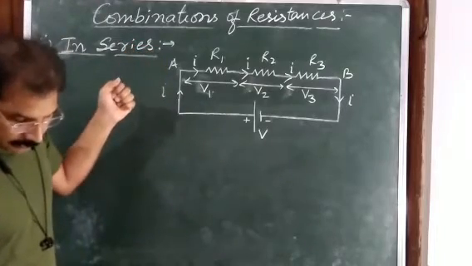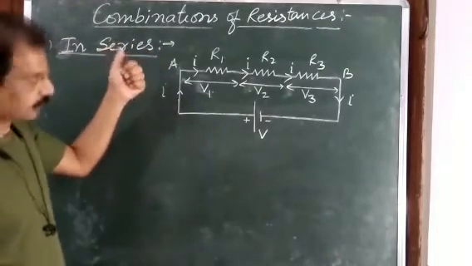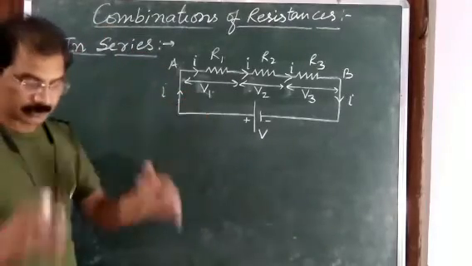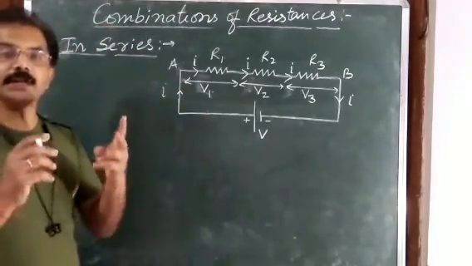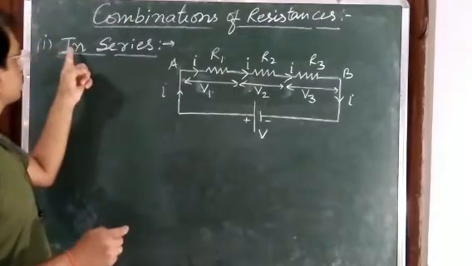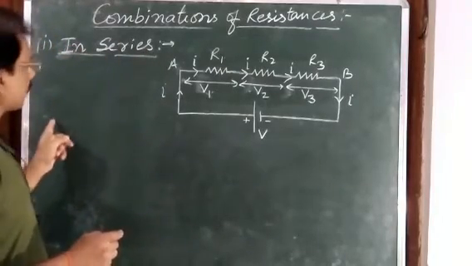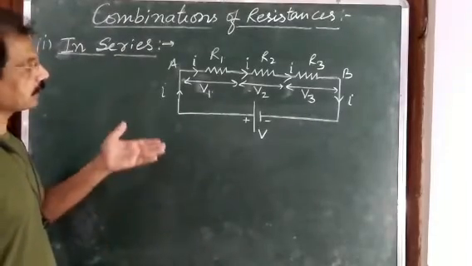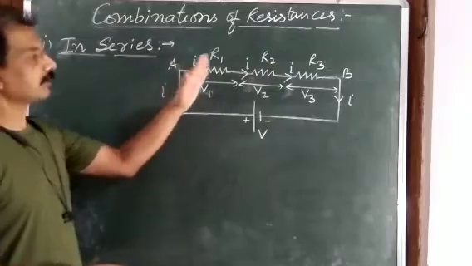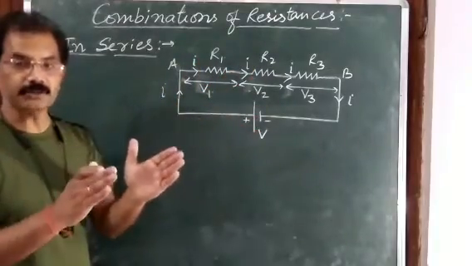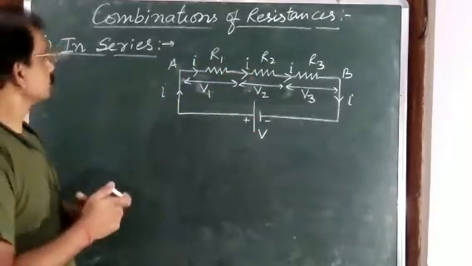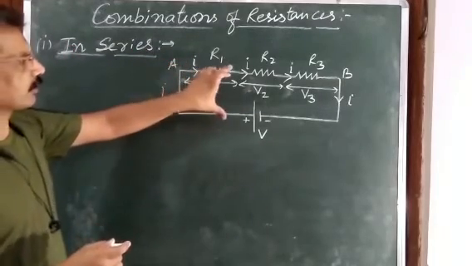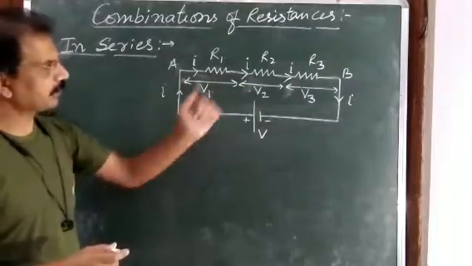So generally, in many practical applications, two or more resistances are required to be combined. This can be done in two ways: mainly in series, second in parallel, and third is called mixed combination. In the mixed combination, some resistances are joined in series and some in parallel. So first I am taking series, and I want to explain again how you can find the equivalent resistance in the series combination.